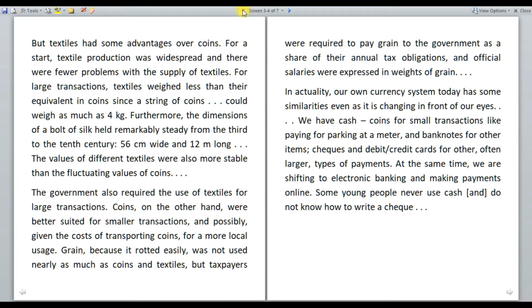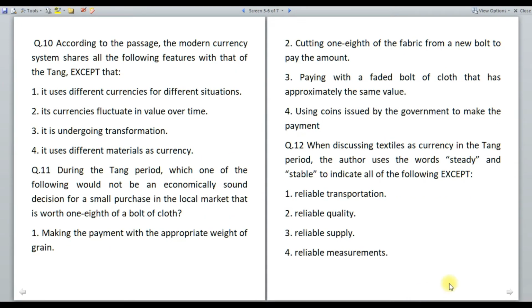Now, it is undergoing transformation. It is not mentioned in the passage that during the Tang era there was any kind of transformation in the currency system. It's only mentioned as regards the modern era. Just read this portion, you understand this. In actuality, our own currency system today has some similarities even as it is changing in front of our eyes. So transformation is indicated as regards the modern era only and not as regards the Tang system. So very clearly, the system undergoing transformation is the modern era system and not the Tang era. So this is not a common factor and this must be the answer.